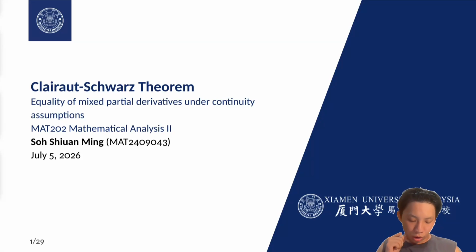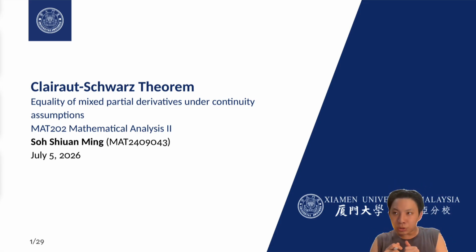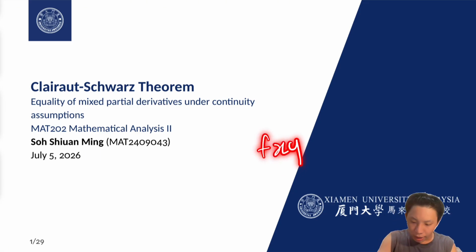Hello, today I want to talk about the Clairaut theorem. A natural question for us is: for a function f, if we take the mixed second order partial derivative at a point z, can we switch the order? If we switch the order, will the result still be the same? I mean, is f_xy always equal to f_yx?